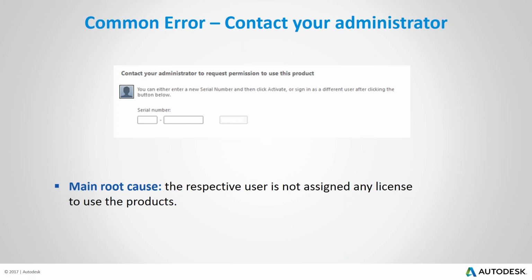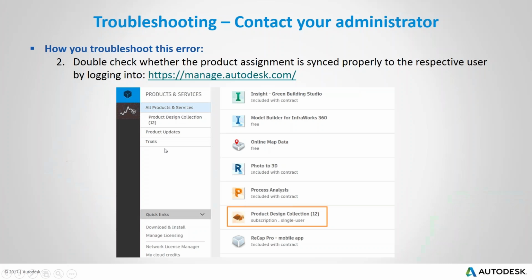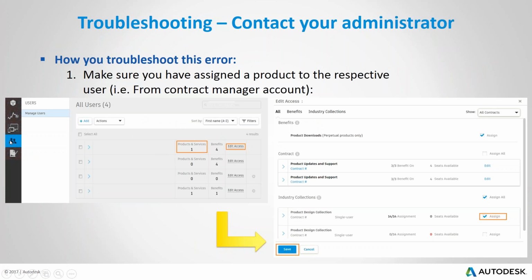Okay, next, how do you troubleshoot this error normally? First step, make sure that you have been assigned a product by your contract manager. That's important. As you can see from this screenshot, you can log into your contract manager account and navigate to the user tab over here, and then assign a new user email address and assign the access based on the respective contract number. So for example, you have a product design collection that you need to assign to user A. And if you have more than one contract, make sure it's the right contract number. Otherwise, you might be assigning the wrong licenses to your customers or users.